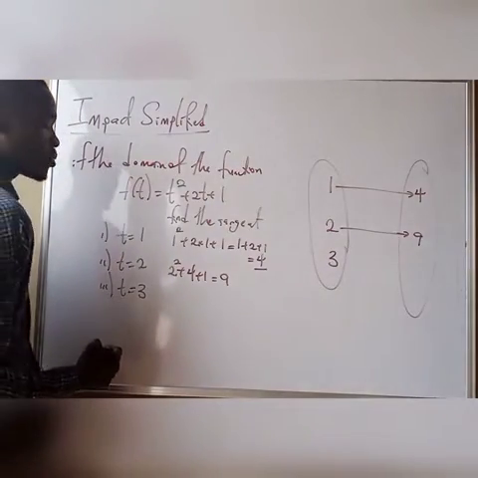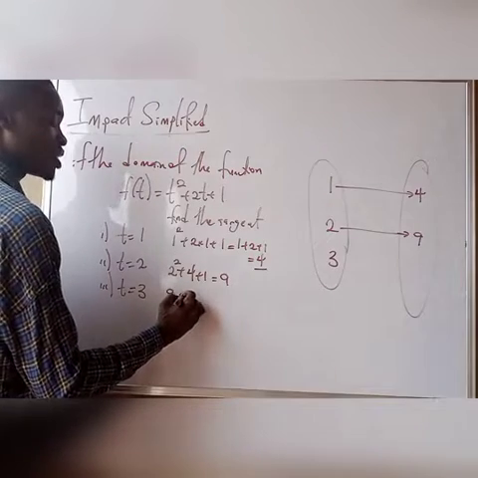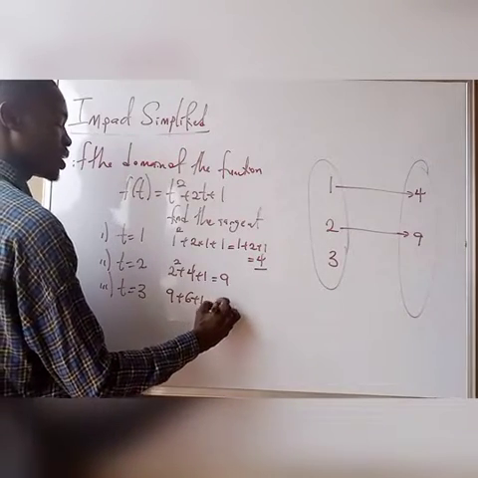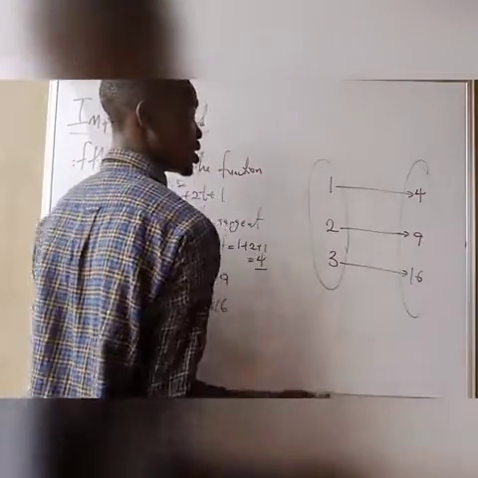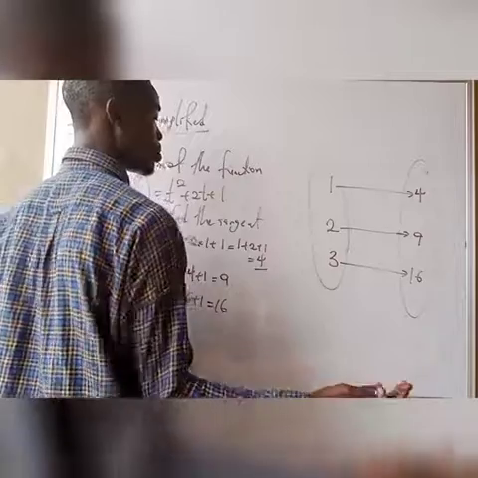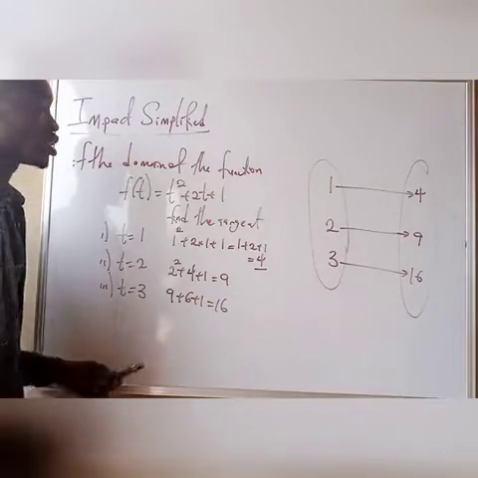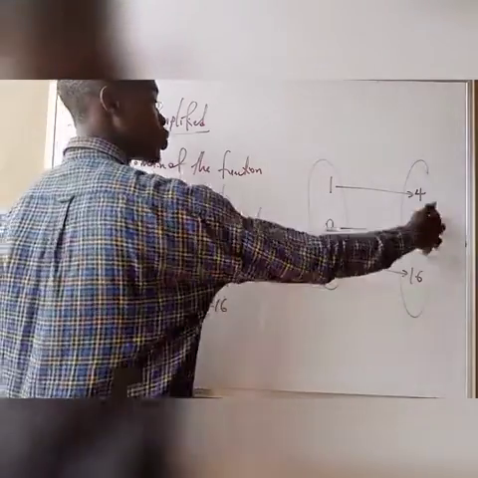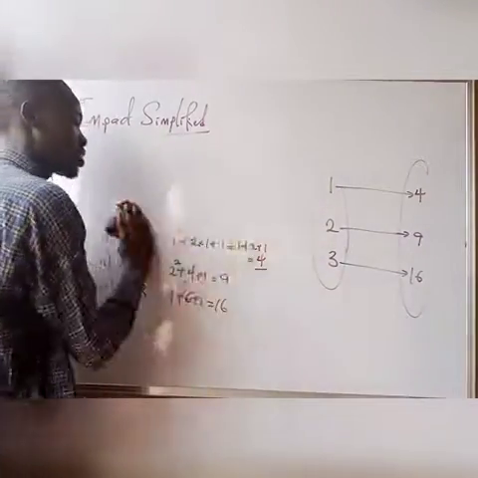So if your input variable is 3, what is your output variable? 3 squared is 9. Plus 2 times 3 will give us what? 6 plus 1. And that will give us what? 16. That means your output variable is 16. The input variable and your output variable, and that is the graphical notation. And if they are asking us to find the range, what is your range? Your range is 4, 9, and 16.